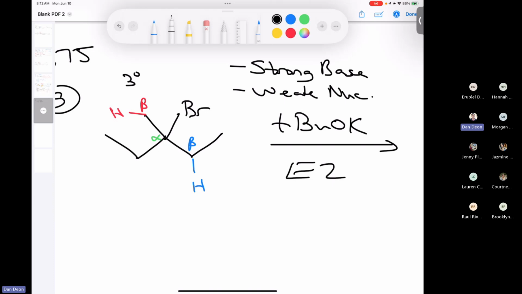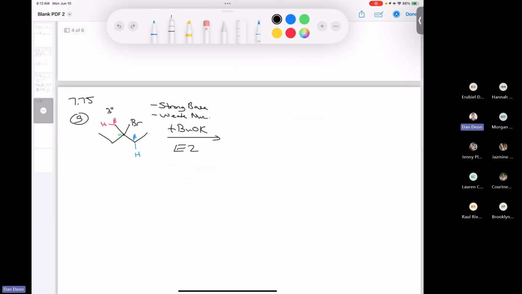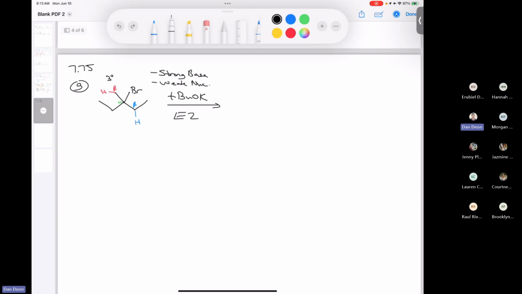And if you're saying, well, what about this one, Mr. Dion? Isn't that a beta carbon? It is. However, it's identical to the one in blue. So there's no need to put that down twice. So let's write down the two products that we're going to get, whether we abstract the proton in red or the proton in blue. So we're going to start with the proton in red.